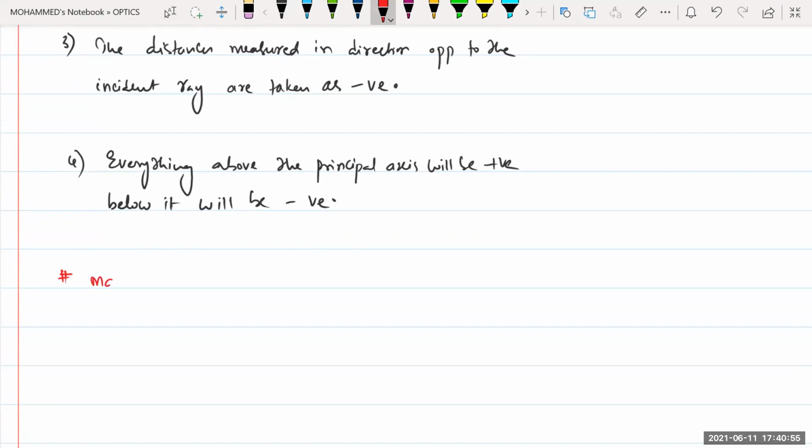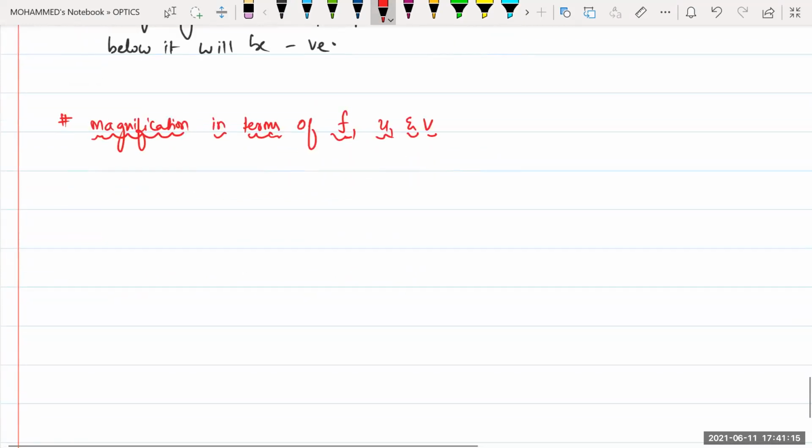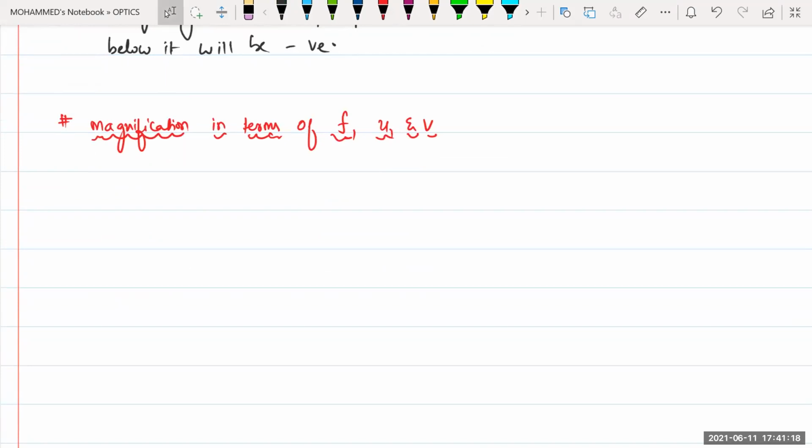Important: magnification in terms of focal length, object distance, and image distance, that is f, u, and v. I'll tell you one, and the remaining you try to tell me. What is the magnification formula? M is equal to minus v by u. Now, what is the mirror formula? 1 by f is equal to 1 by v plus 1 by u.